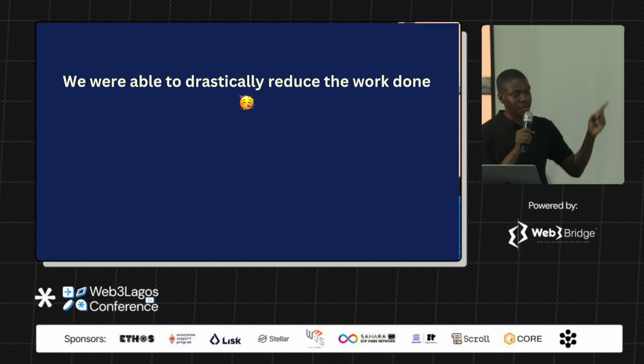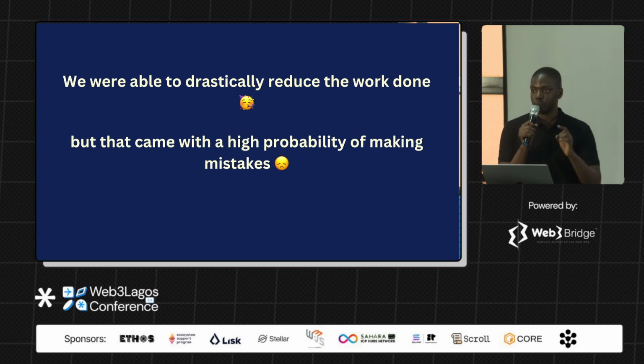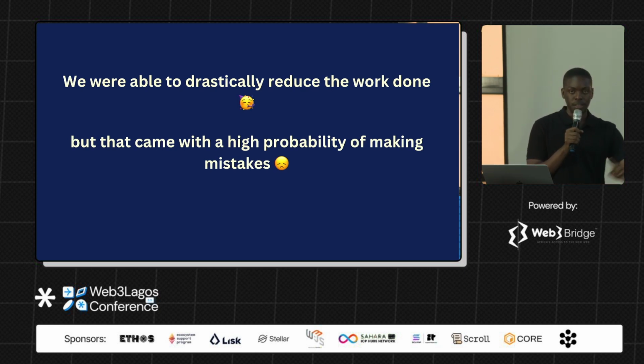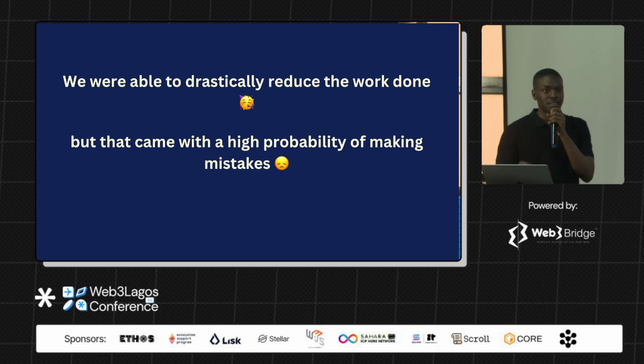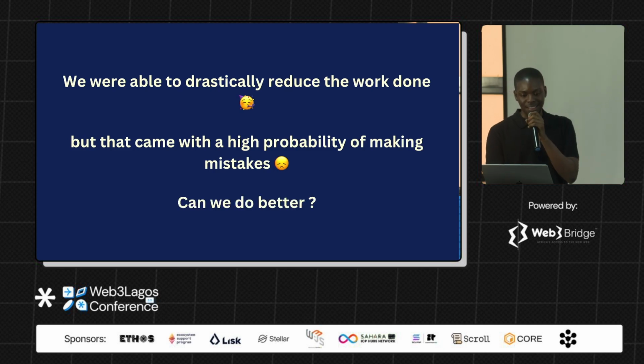So we have been able to dramatically reduce the amount of work we are doing, but then we have a high probability of making errors. So this is a characteristic of this protocol. The first protocol, we did a lot of work, but then we never made an error. This one, we're doing little work, but we make errors a lot. So the question is, can we get the best of both worlds? This is what ZK is.